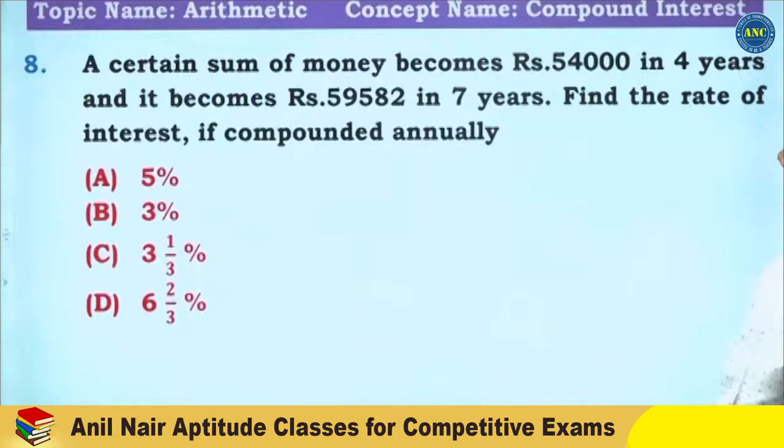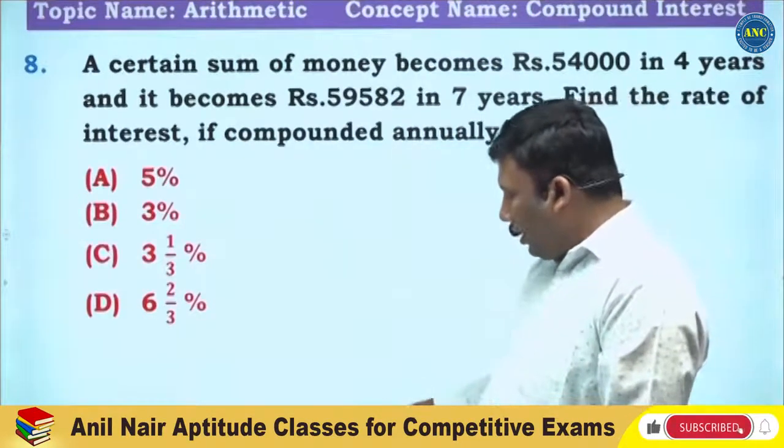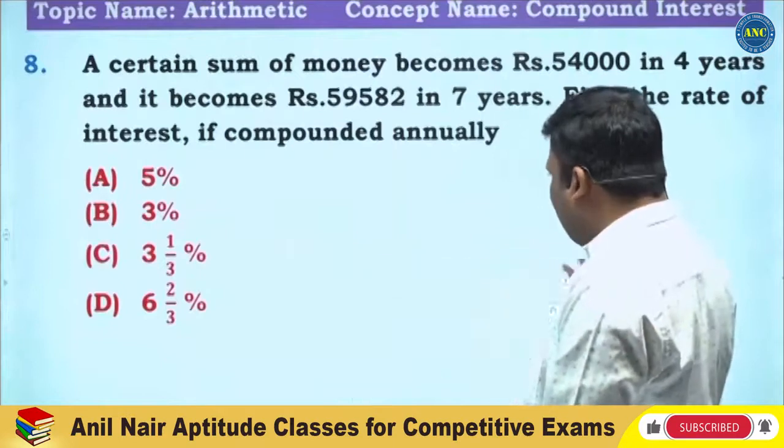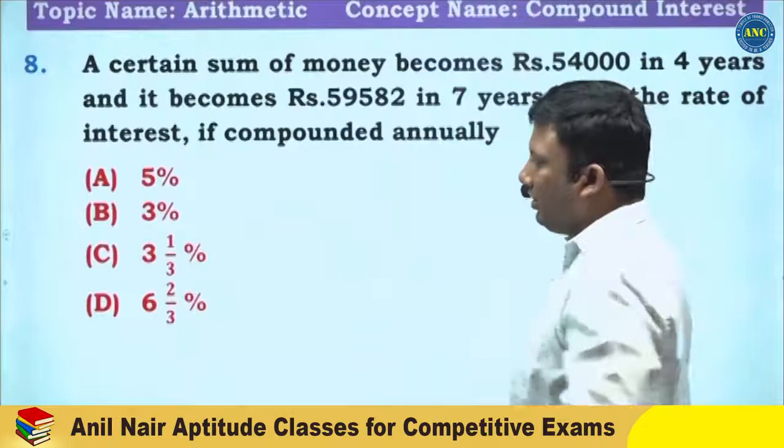Next one. A certain sum of money becomes 54,000 in 4 years and it becomes 59,082 in 7 years. Find the rate of interest compounded annually. First we will see the traditional method. Then I will tell you Anil Nair's way of solving. Now see.